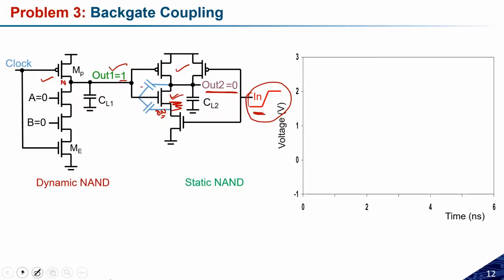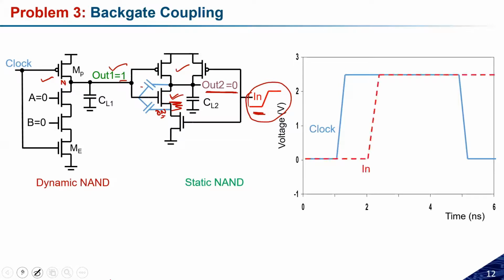So what will happen? Suppose I am changing the clock. Let us assume initially the clock was at logic 0, which was the precharge mode. Now I am moving into the evaluation phase of the dynamic NAND gate. Then after some time I change this input. During the evaluation phase, I am changing the input from low to high. Then what will happen?